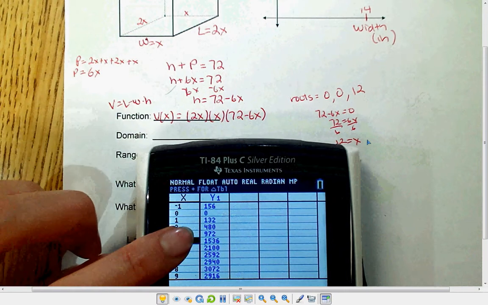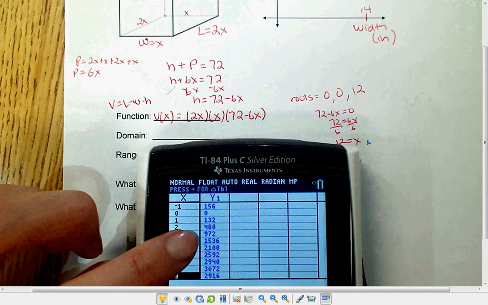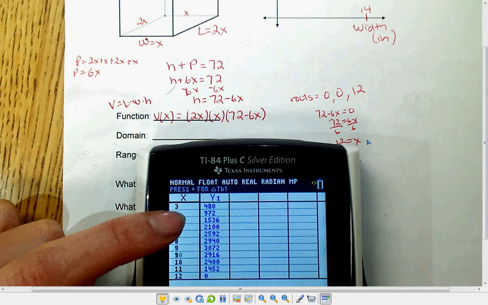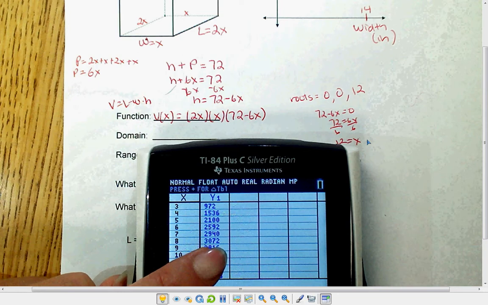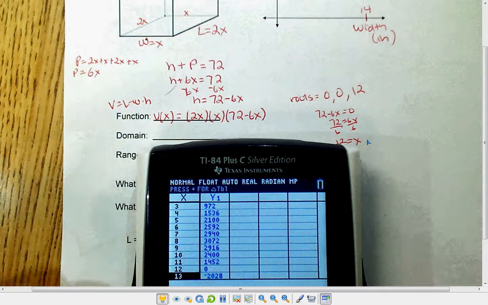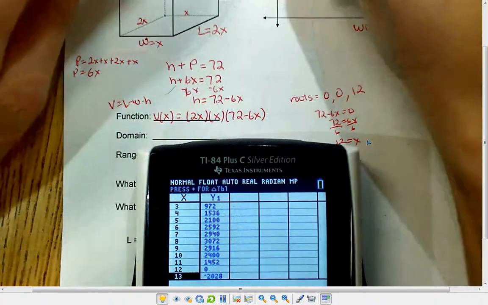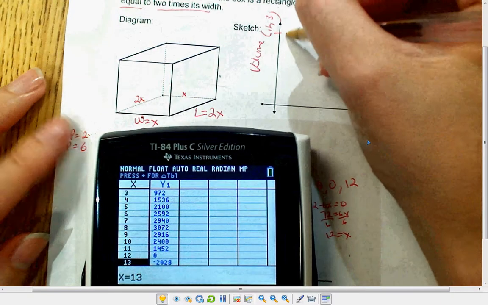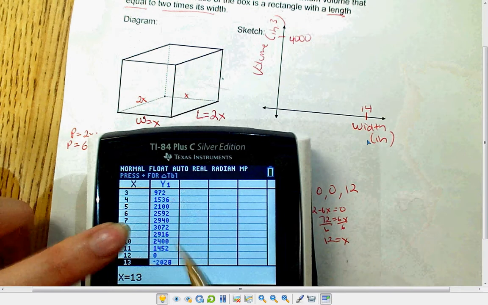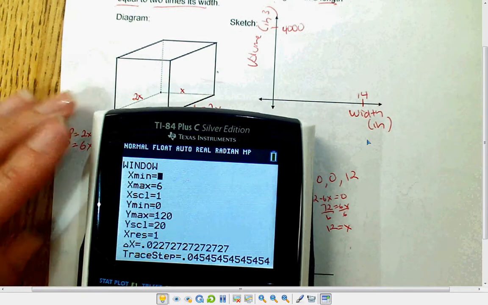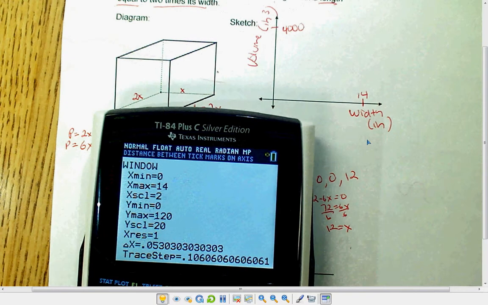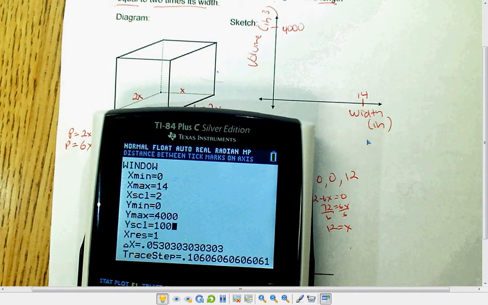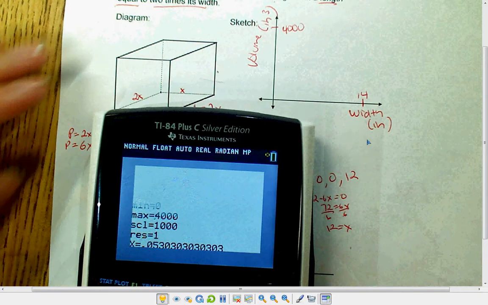So it's going 132, 480. It keeps on going up and up and up until the highest point it reaches is 3072. So to make sure it fits 3072, let me just say that my y max is going to be 4000. So something bigger than 3072. And let's go to our window. So we want our x to go from 0 to 14. I'll have my scale go up by 2. My y's are going to go from 0 to 4000. And I'll just go up by 1000s so I can see my tick marks clearly. Let's graph it.